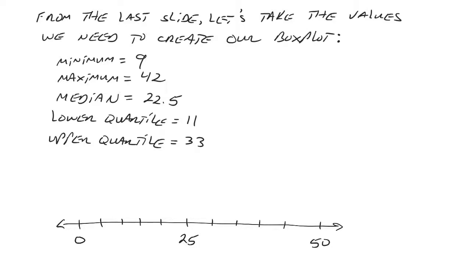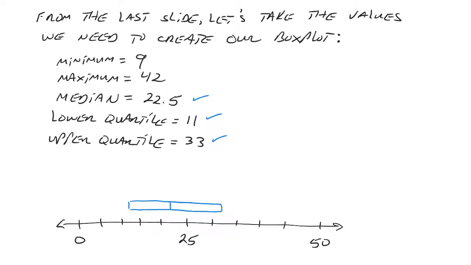I start my box plots with the median, the lower quartile, and the upper quartile. I take my median, 22.5, which is right about here, and I make a line like that. Then I take my lower quartile, which is at 11, approximately here, and I make a line, and my upper quartile at 33 here, and I make a line. From these three lines, then I create what we all call the rectangle.